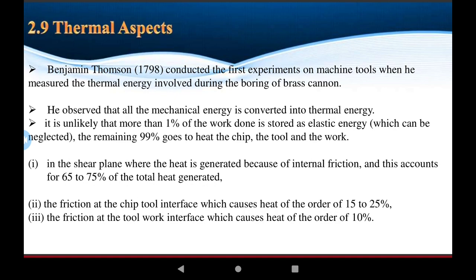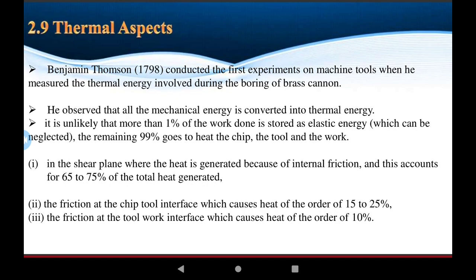The mechanical energy is also converted into heat in the shear plane, and heat is generated because of internal friction. The friction between the tool and workpiece is also a loss of mechanical energy. This accounts for 60 to 75% of the total heat generated from the mechanical energy.